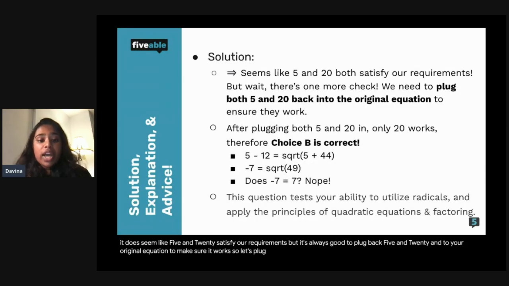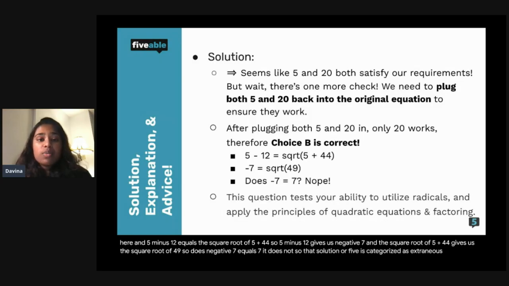So let's plug 5 back into the equation. Our original equation, again, was x minus 12 equals the square root of the entire quantity x plus 44. So let's plug in x equals 5. We'll get 5 minus 12 equals the square root of 5 plus 44. So 5 minus 12 gives us negative 7, and the square root of 5 plus 44 gives us the square root of 49. So does negative 7 equal 7? It does not. So that solution, 5, is categorized as extraneous.